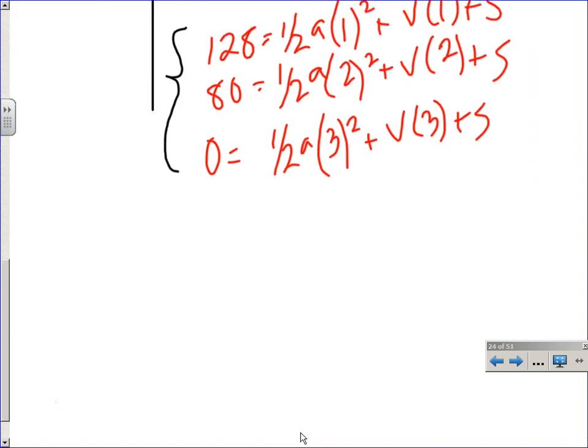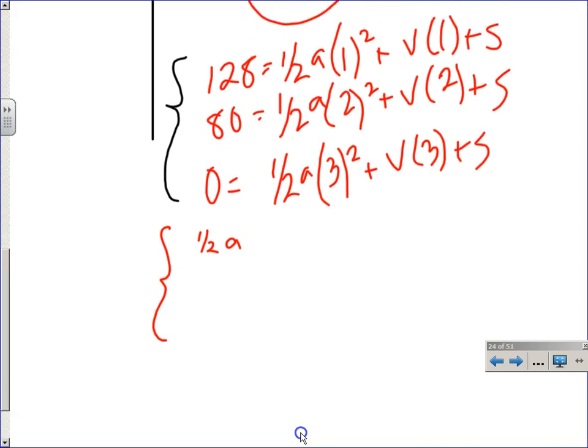So this first clue, I think I can rewrite him to be 1/2 a, because 1 squared is just 1. Sorry, it's up on the ceiling. Plus v times 1 is just v, right? Plus v plus s is equal to 128. Okay, it's looking a little bit better. And then I have 2 squared is 4. 4 over 2 is 2a. Plus 2v plus s is equal to 80.